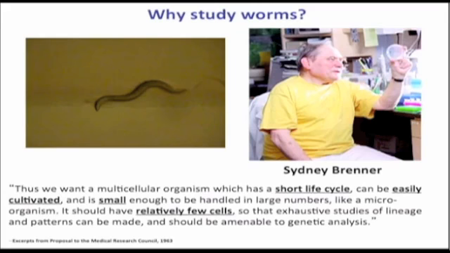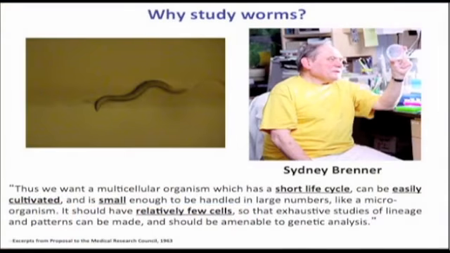So let me explain why we use the worm, and many of you have never really heard about it, and we are a pretty big community at this point. Everything started in the 1960s when Sidney Brenner, together with a few researchers, decided that in order to speed up research, they should come up with a new model system that allowed research in an easier, better way than was available at that time. So they decided to look into a multicellular organism that has a very short life cycle, can be easily cultivated, is very small, and has relatively few cells.